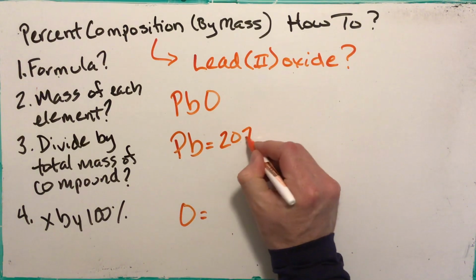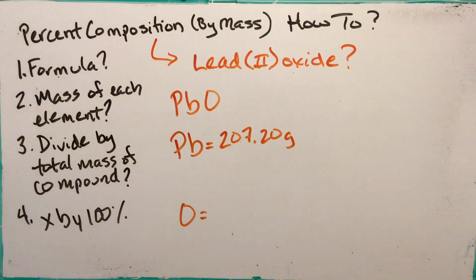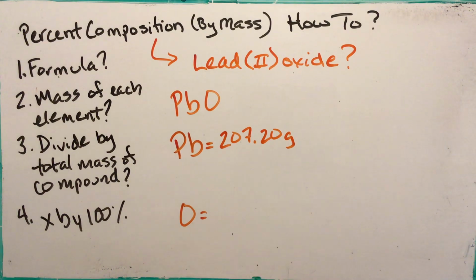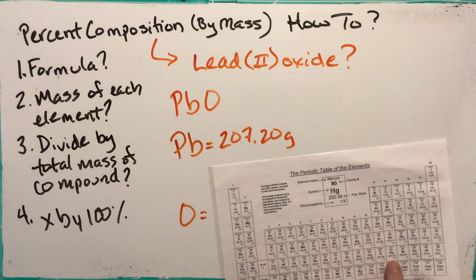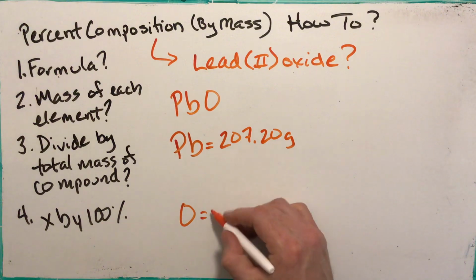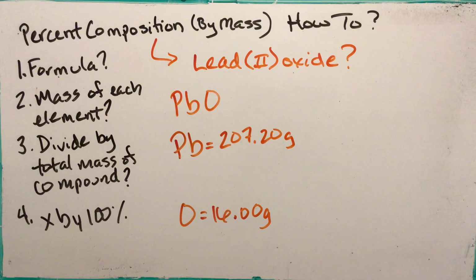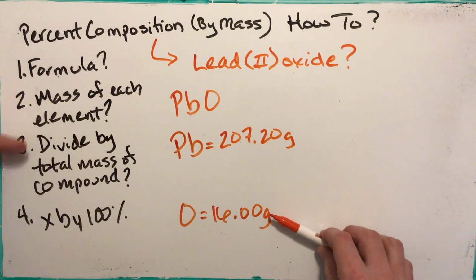Lead, I know, is 207.20. And we're going to use grams here because we're talking about mass, all right? The unit for mass is grams, all right? So lead is 207.20. I got that, of course, off of the periodic table. Lead is down here. It's 207.20. Oxygen is up here at 16. So that periodic table, important again. So number one, I did. That's the formula. Number two, the mass of each element. I have 1 lead and 1 oxygen.